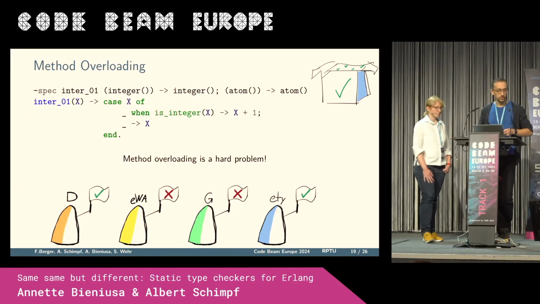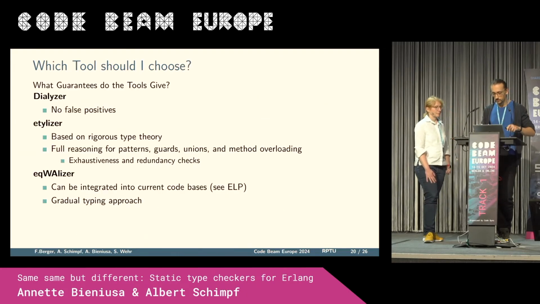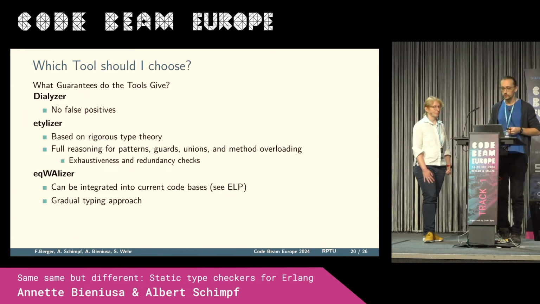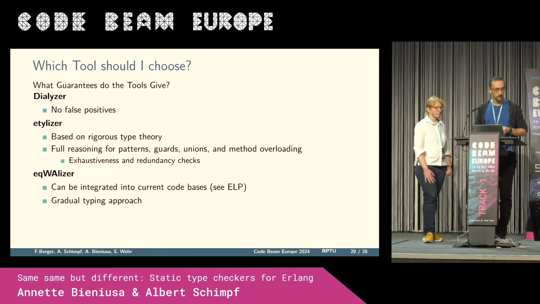Again, method overloading is really a hard problem. And eqWAlizer and Gradualizer are not able to detect this. Etylizer can, because we want to push the limits of the type system as far as possible by using these set theoretic types as background. So we've seen quite a lot of categories. Which tools should I choose now?